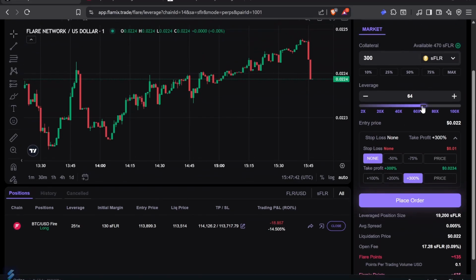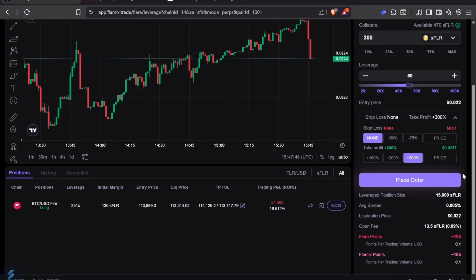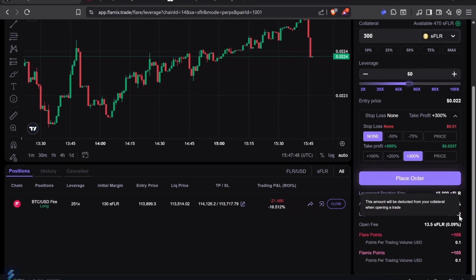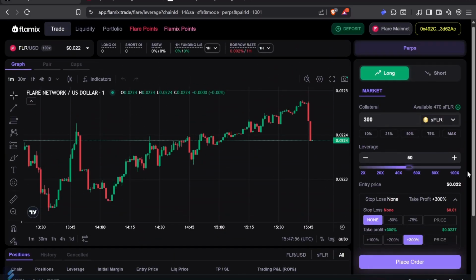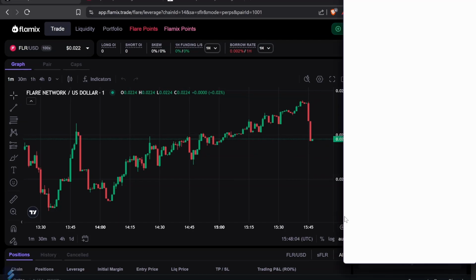Let's reduce this to just the 15,000. There you go. In this case, the liquidation price didn't change much. All right, let's try it. And right now that we had a little dump, let's open it, place order.